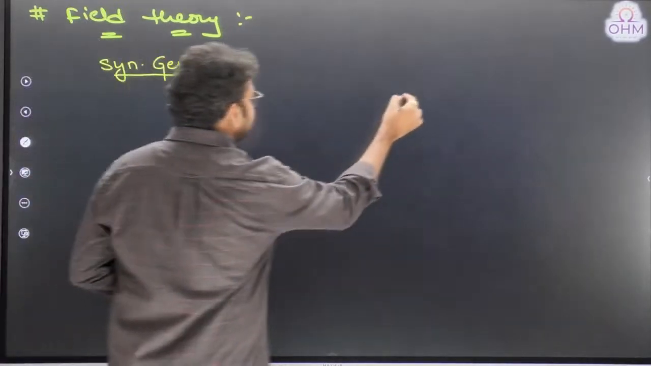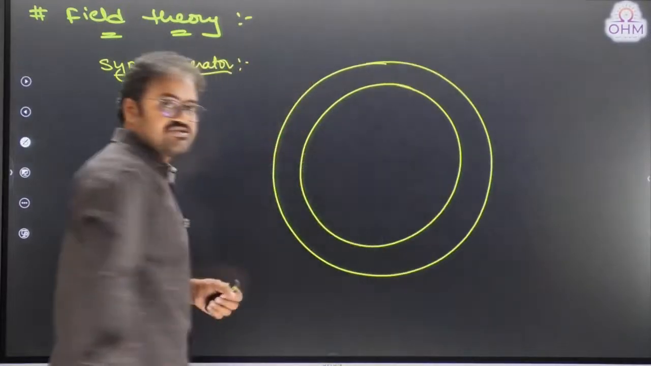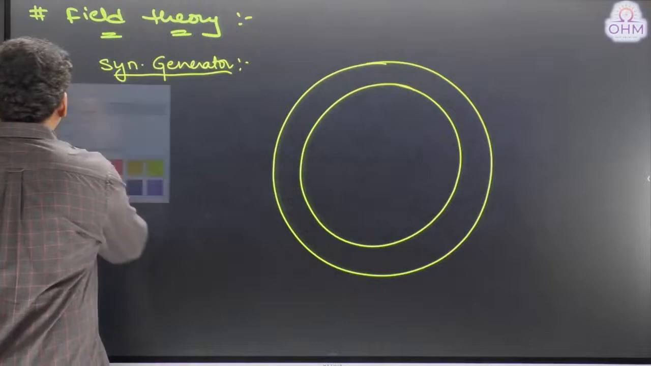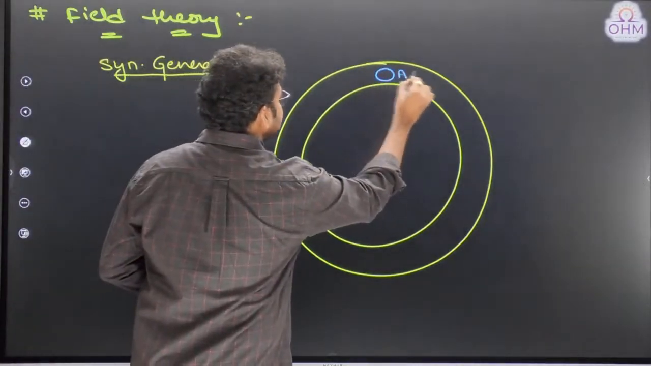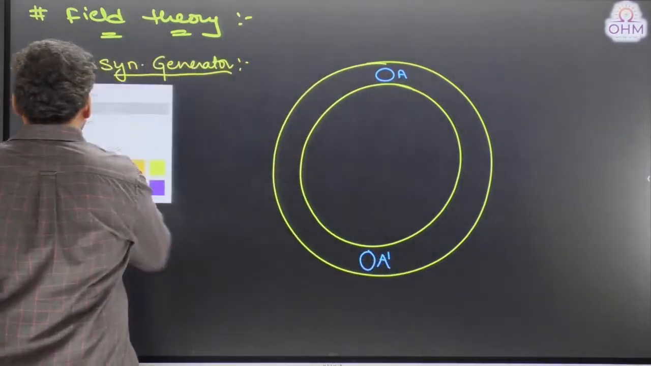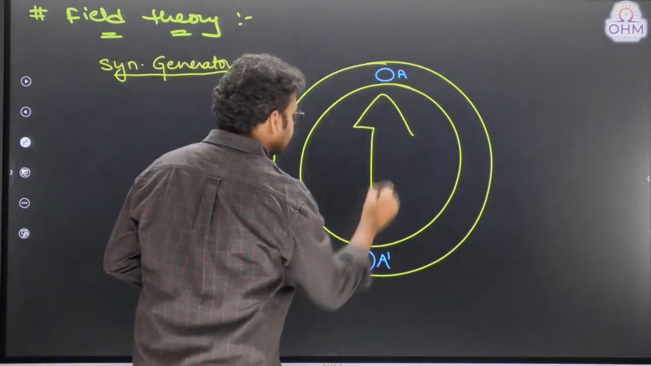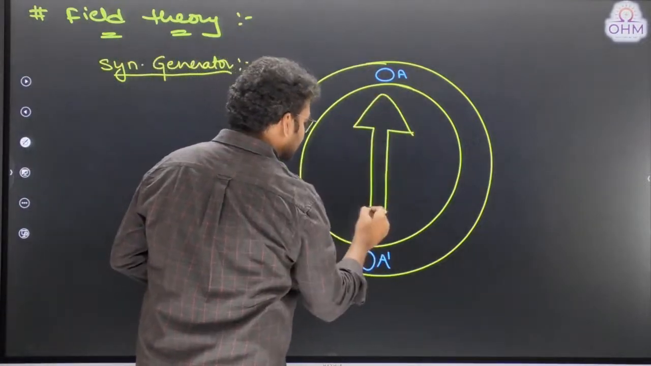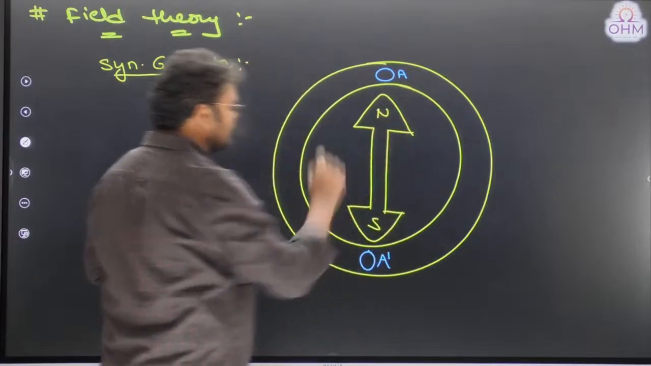Consider this is the stator part of a given synchronous generator, and this stator has two conductors. Let us say this is A and A dash, that is phase A, and rotor is here. Let us say this is the rotor part of the machine. There are two poles in rotor. Let us say this is north pole and this is south pole.